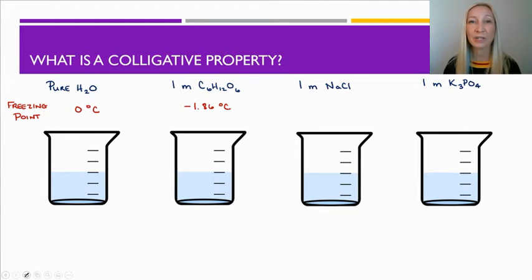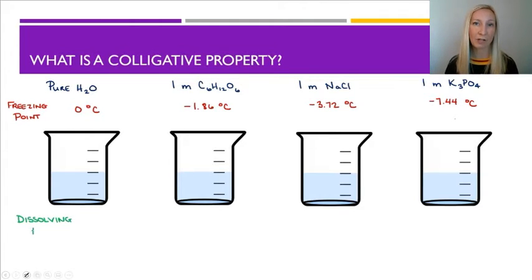Let's take a look at the sodium chloride solution. So we have a 1 mol solution of sodium chloride, and it has a freezing point of negative 3.72 degrees Celsius. And the last beaker has a 1 mol solution of potassium phosphate, and it has a freezing point of negative 7.44 degrees Celsius. So before we go any further with this, let's take a look at what is happening when each of these substances dissolves.